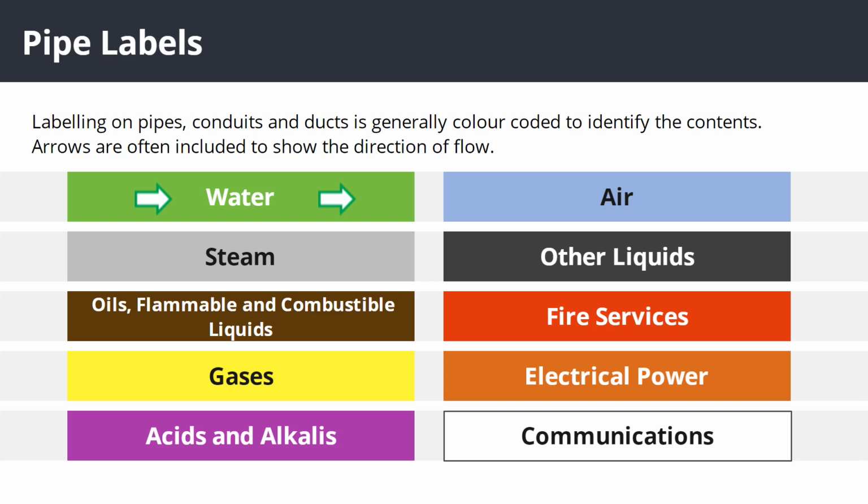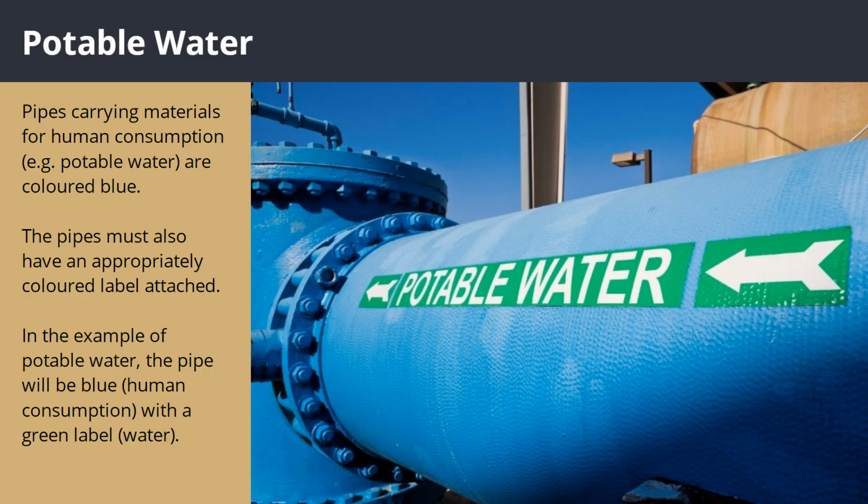Labeling on pipes, conduits and ducts is generally color-coded to identify the contents. Arrows are often included to show the direction of flow. Pipes carrying materials for human consumption are colored blue. The pipes must also have an appropriately colored label attached. In the example of potable water, the pipe will be blue with a green label.